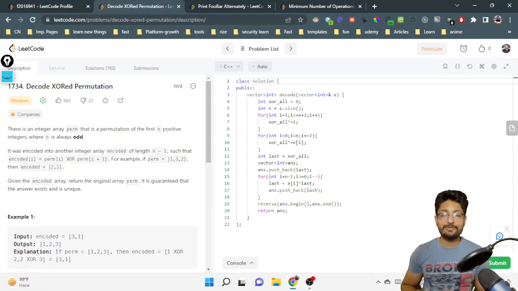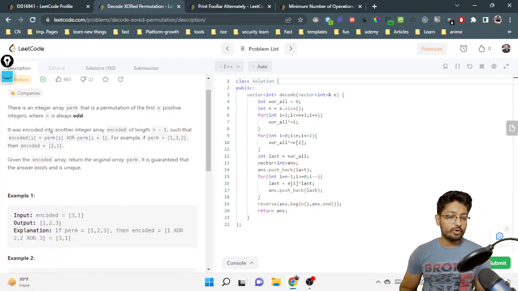Keep this in mind whenever you see a highlighted word, keep that in mind specifically. So it was encoded into another integer array encoded of length n minus 1. Now this permutation of all the numbers is encoded into another array that is named as encoded of length n minus 1. Now what is there inside this encoded array? Such that the encoded of I is the permutation of I XOR permutation of I plus 1.